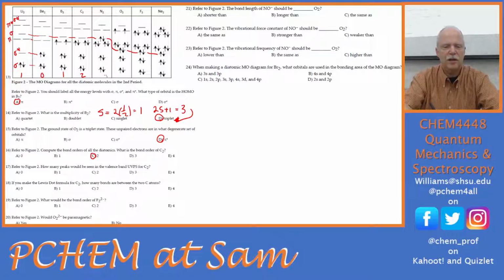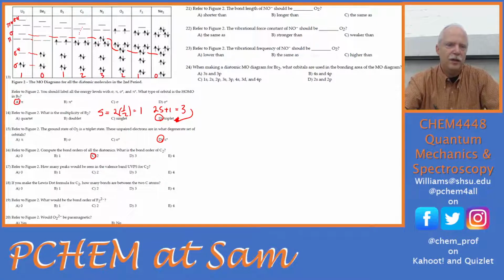So it says that carbon, from molecular orbital theory, should have a double bond. C2 should have a double bond. Nitrogen would have a triple bond, oxygen a double bond, fluorine a single bond, and neon a 0 bond. No bond. So how many peaks would be seen in the valence band UVPS for carbon, for dicarbon?